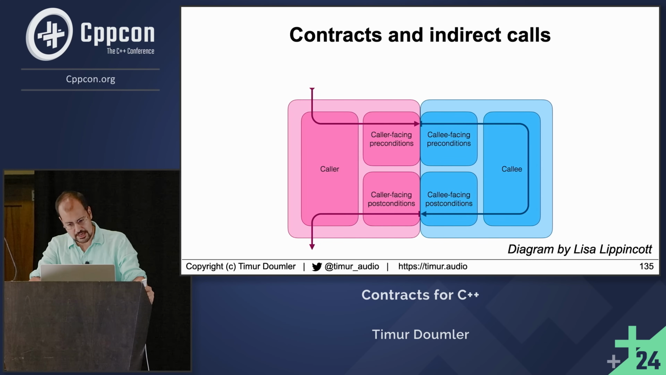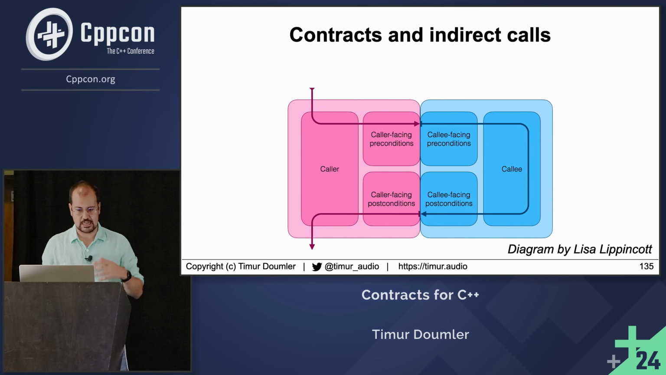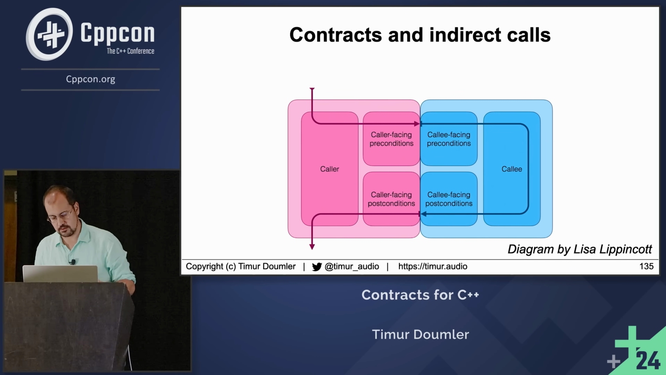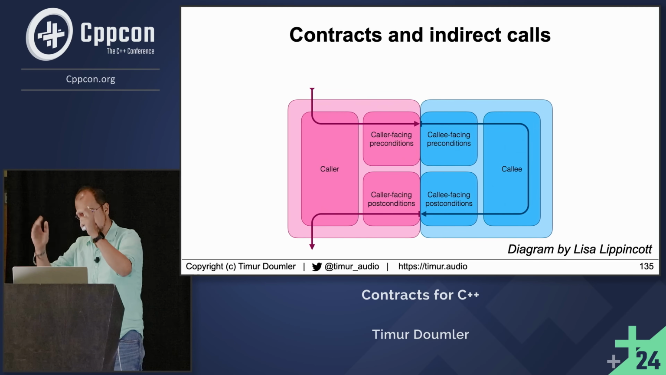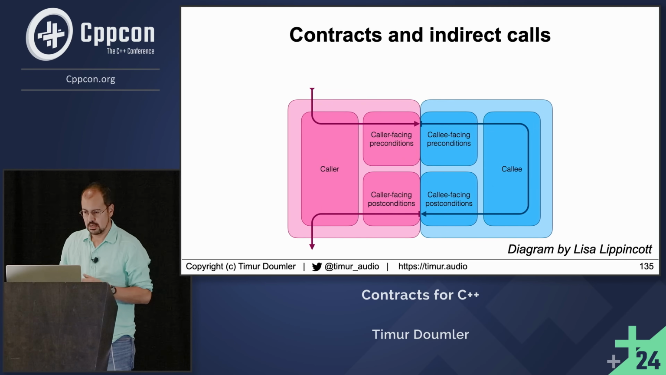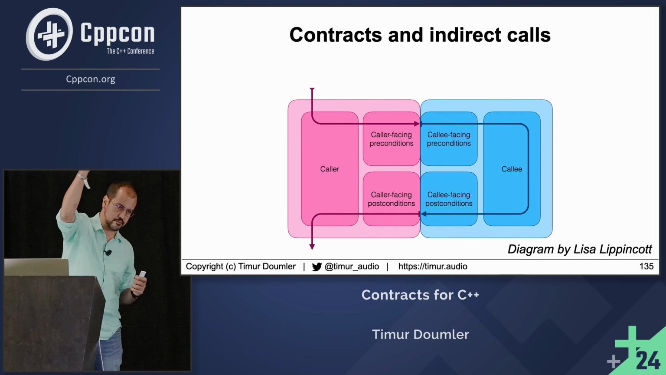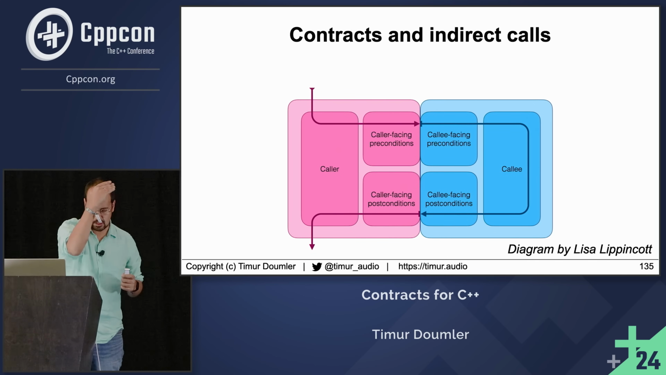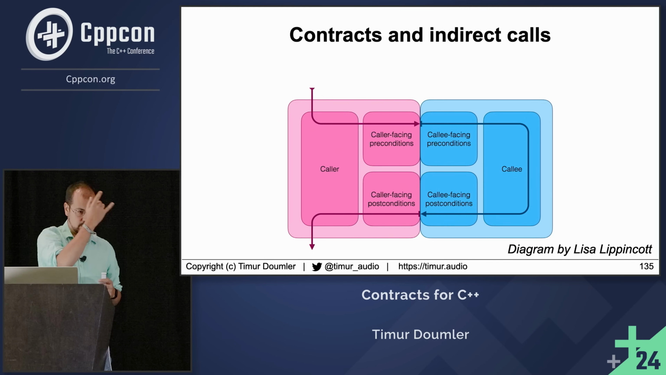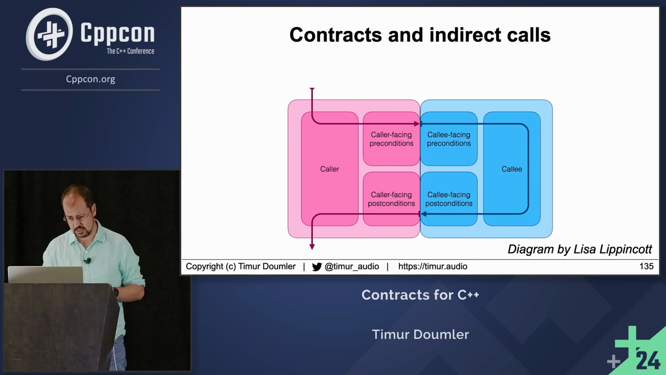This is the mental model behind it. Lisa, thank you very much for that diagram. I think you're going to be talking more about this in your talk tomorrow at the same time. So we have this mental model that if we have an indirect call, like a virtual function, then we have a caller-facing contract and a callee-facing contract, and we want to check both of them, right? So we check the preconditions that the caller sees, then the ones of the callee, the implementation, then we execute the implementation of the function. Then we check the postconditions of the callee, and finally the postconditions that the caller sees.